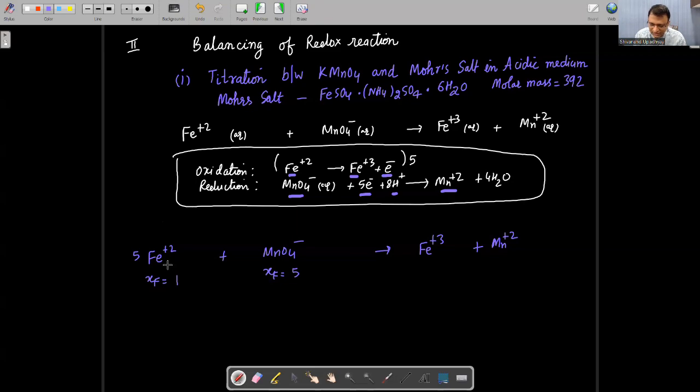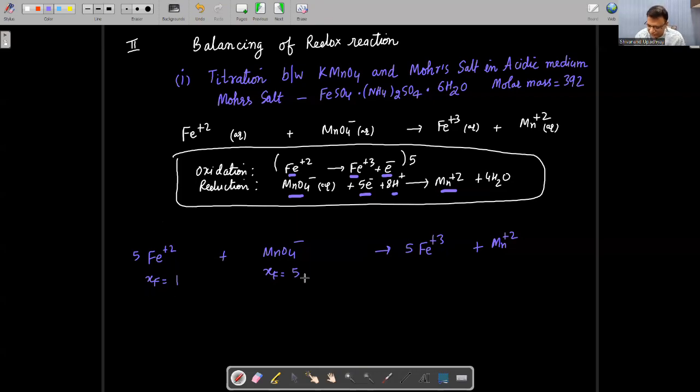So what I am saying is that 5 ions of iron +2 will give 5 electrons to form 5 ions of iron +3, because MnO4 minus will take 5 electrons, right? So 1 iron +2 will give 1 electron. So 5 iron +2 will give 5 electrons to form 5 Fe3+ ions. So we are making the number of electrons equal.